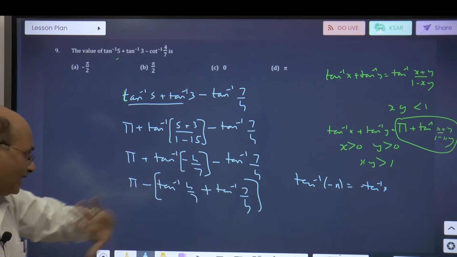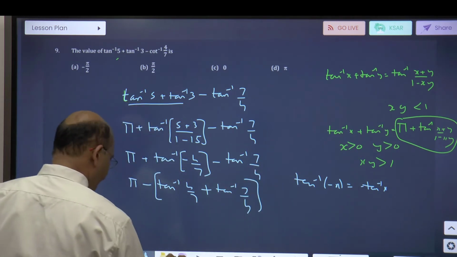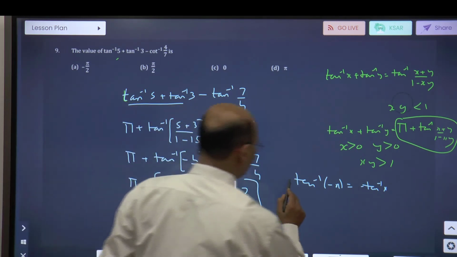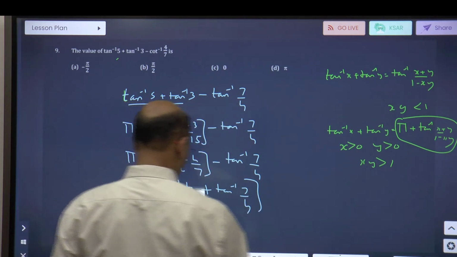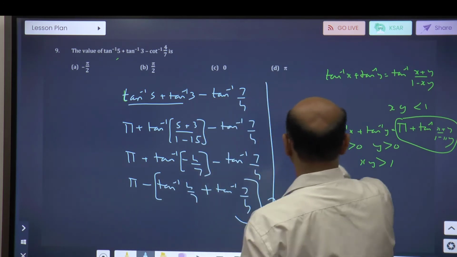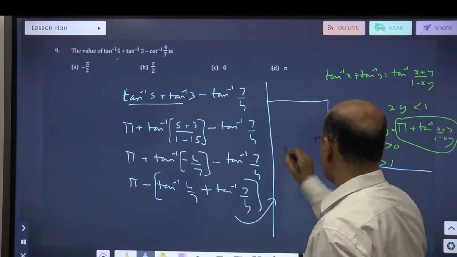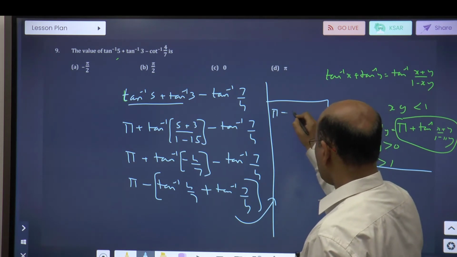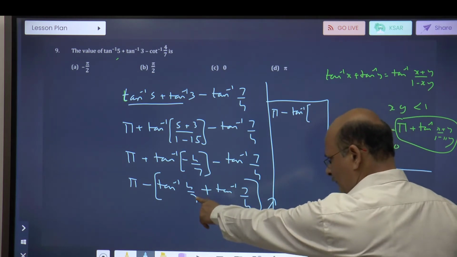Now what is going to happen? Let us see this part. I will just solve it this way. Now this is pi, minus this tan inverse x plus tan inverse y.